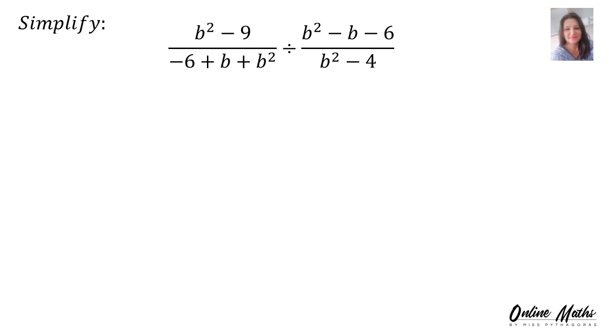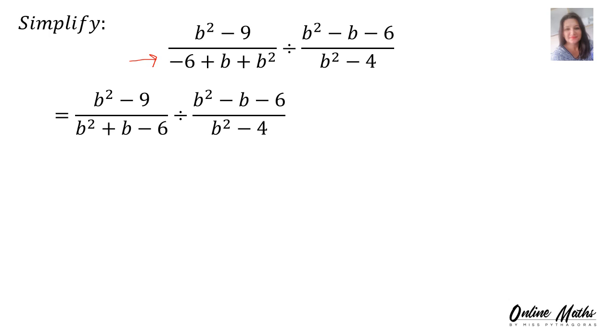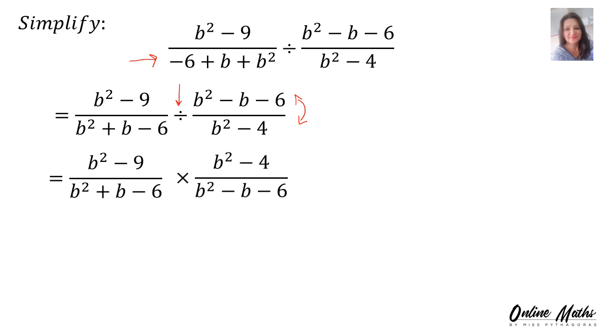Now let's look at this one. Before you can do anything, there's already a problem in your sum, and the problem is here on this denominator. This one is not in a proper descending order. So the first thing I'm going to do is rewrite that one into b squared plus b minus 6. Now I'm ready for the sum. So the next step, I see a division. I'm going to change the division into a times, and I'm going to swap those two around. That one writes with, division becomes times, and I swap. So it's b squared minus 4 over b squared minus b minus 6.